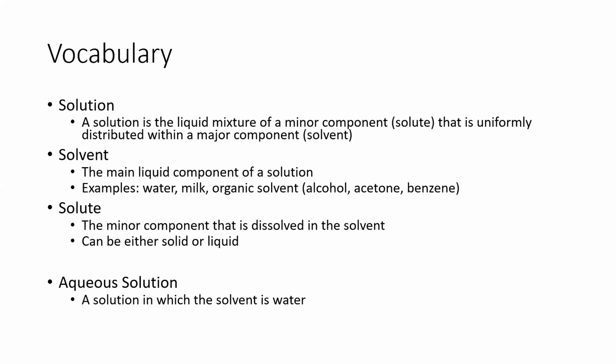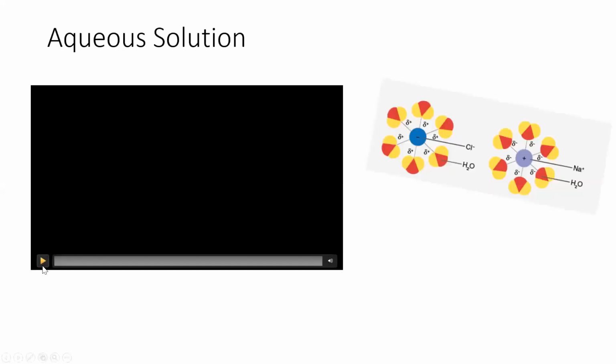So when we talk about an aqueous solution, and you'll sometimes see the little AQ next to a compound name in a chemical equation, that just means aqueous solution. It just means that particular solute that you're looking at is dissolved in water. That's our solvent. And so how does that work? Well, let's watch the video first.